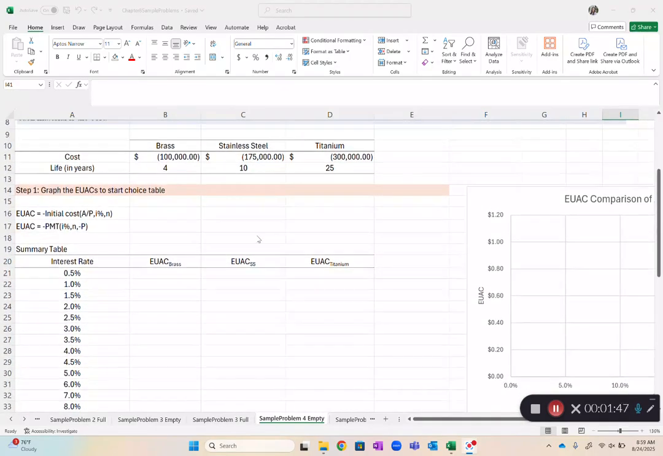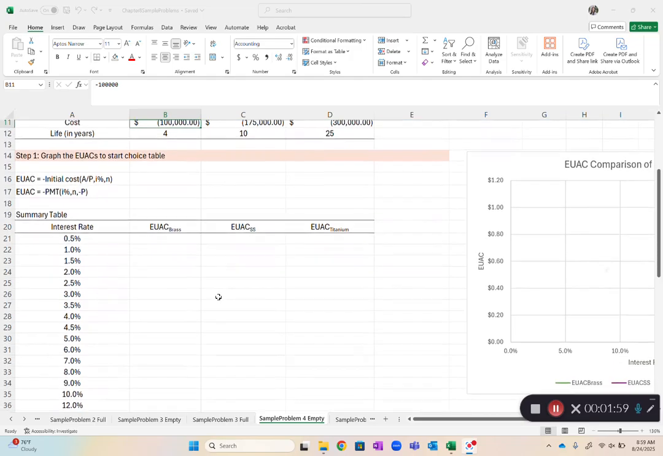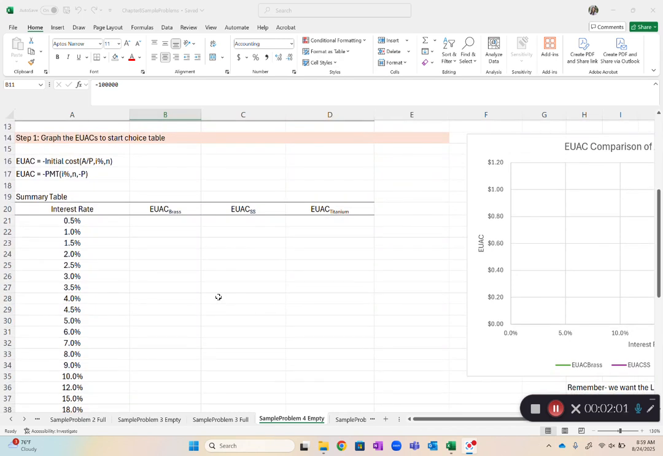So I'm going to rewrite all of this data just in Excel so the values can be referenceable. So I have the brass cost and life, stainless steel, and titanium. Okay, so step one then is going to be to create an equivalent uniform annual cost for each of these. And once again, I'm going to graph it. If you remember in our first few videos in this chapter, we talked about how in order to get a basis for where my intervals exist for my choice table, it's a good idea to graph everything first. So that's going to be what we do.